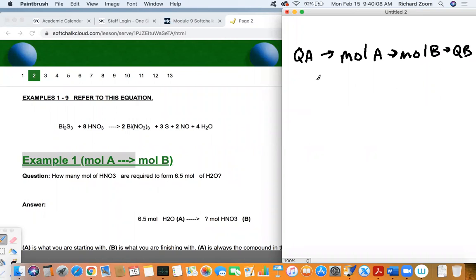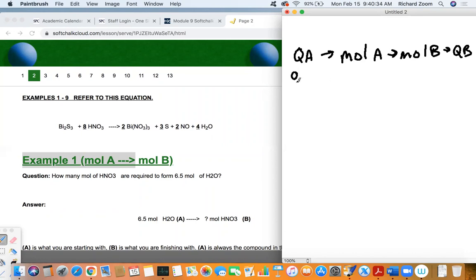So when we're doing these kinds of stoichiometry problems, I like to use this modified flowchart where we have QA goes to mole A, goes to mole B, goes to QB. Because when we're talking about stoichiometry, it's always 1 mole of something to 1 mole of something else, or X moles of something to X moles of something else. That's always the central part of the stoichiometry situation.